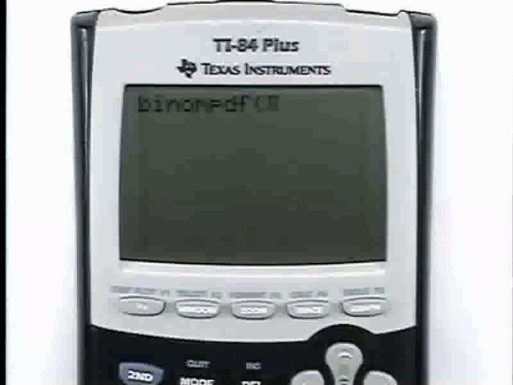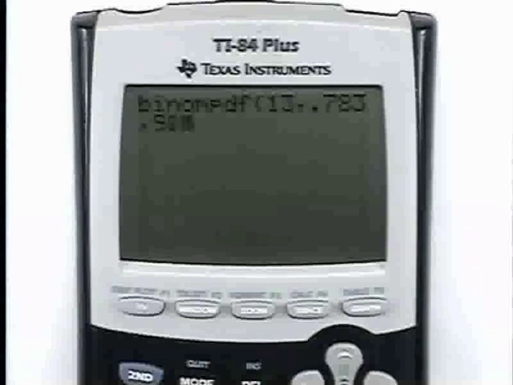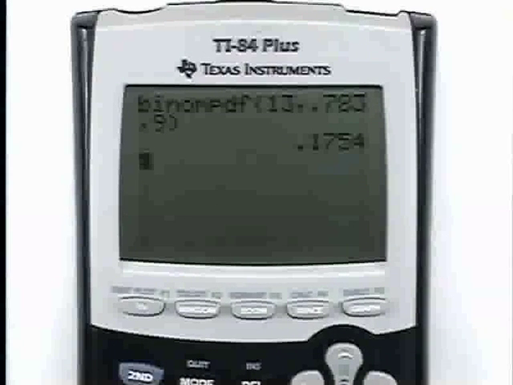The information that it needs is n, which is 13, comma, pi, which is 0.783, comma, and how many successes were we looking for? Exactly 9. I'm going to close it up with a paren, makes it all nice and neat. Hit enter. There's my probability, 0.1754. So if she's been hitting 78.3%, and she goes to the free throw line right now to shoot 13, the probability that she's going to hit exactly 9 is a little over 17%.